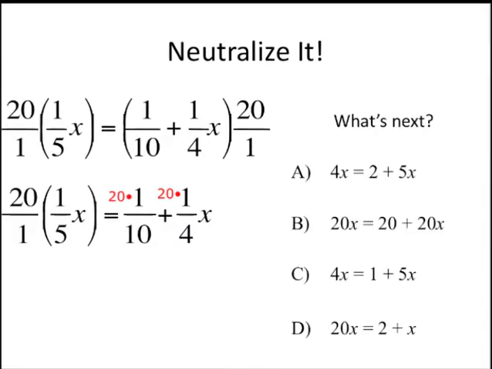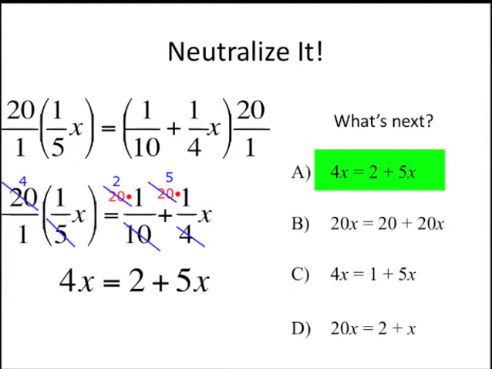Once we cancel and simplify the fractions appropriately, what will the next line be? Choice A represents the next line because 20 divided by 5 is 4, 20 divided by 10 is 2, and 20 divided by 4 is 5, leaving us with 4x on the left and 2 plus 5x on the right.